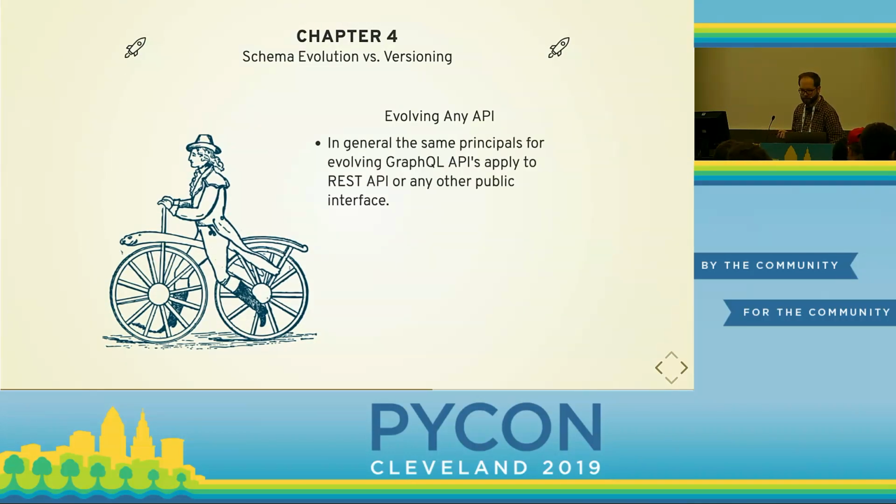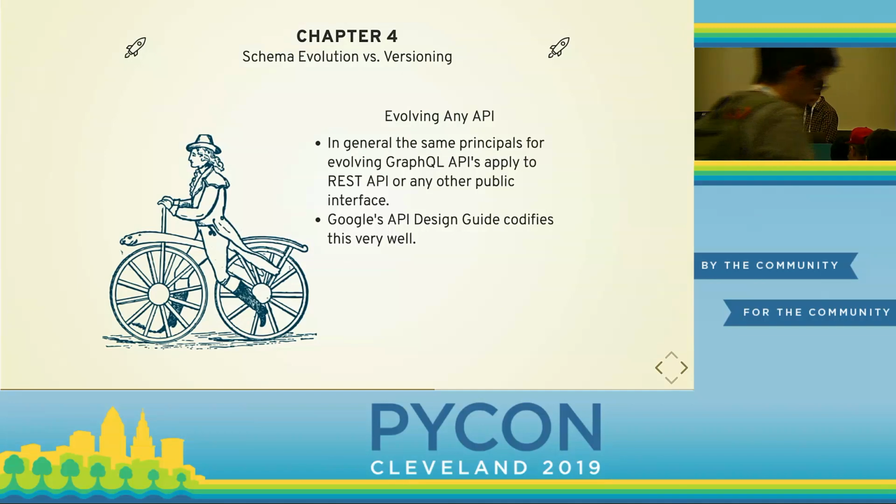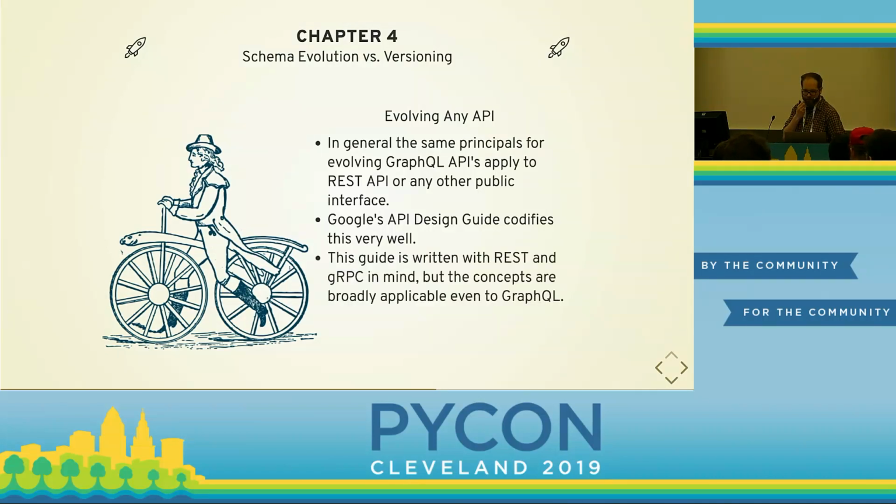So in general, the same principles for evolving GraphQL APIs apply to REST APIs and any other public interface. Google's API design guide really codifies this very well. It's a reference that I would encourage you guys to check out if this is something that you're interested in. The guide is written with REST and gRPC in mind, but the concepts are broadly applicable even in GraphQL, especially given that gRPC, similar to GraphQL, has a schema for all of the responses that are sent.